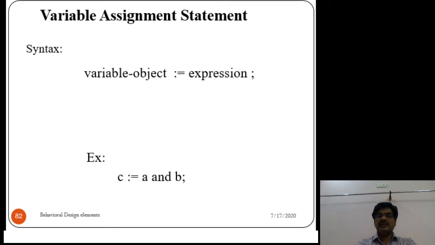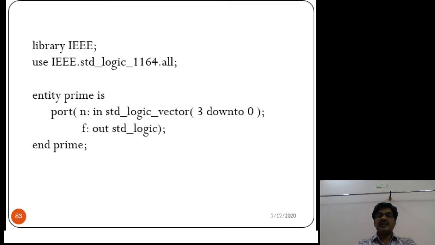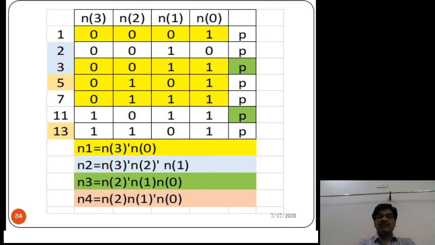Next, let us see one example program using these variable assignment statements: a program to detect a prime number under 4 bits. Under 4 bits means the possibilities are 0 to 15. So in the range 0 to 15, this table represents the prime numbers. The prime numbers are 1, 2, 3, 5, 7, 11 and 13.